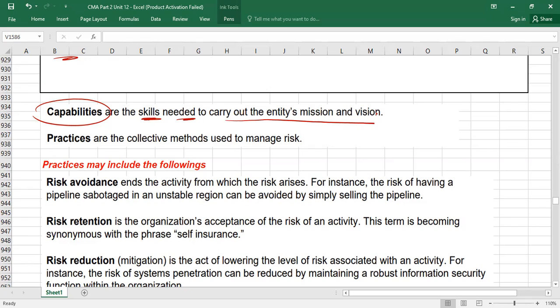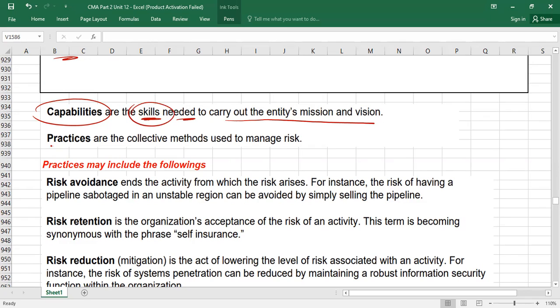For example, if you have a risk management department in your company, but you don't have the right people to tackle finance risk, or the right people to tackle compliance risk, or the right people to tackle operational risk, it means risk management will fail, right? So capabilities means we must have the right skill set which is needed to carry out the entity's mission and vision. Capabilities is more about the skills.